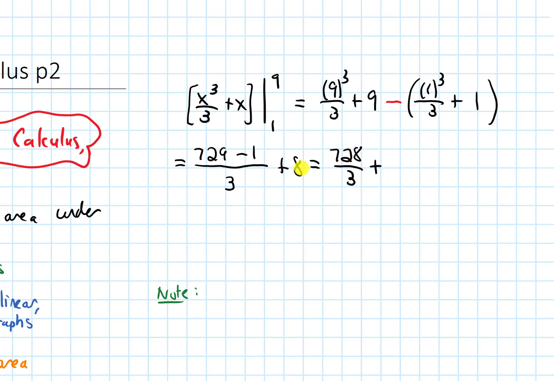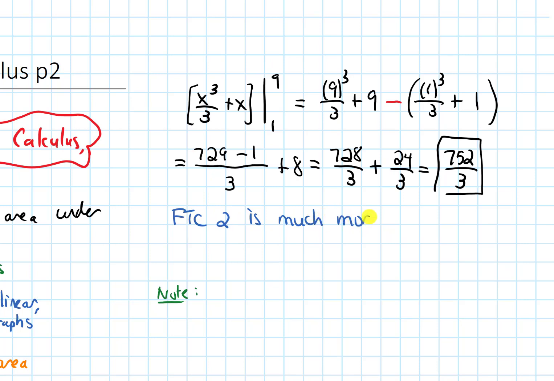Then let's get a common denominator. The 8, if I multiply it on the top and the bottom by 3, we get 24 over 3. Adding these together, we get 752 over 3. And that's our answer. That's the same thing that we got using Riemann sums, just a whole lot quicker. So FTC Part 2 is much more efficient than Riemann sums.